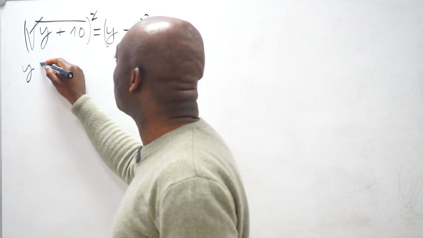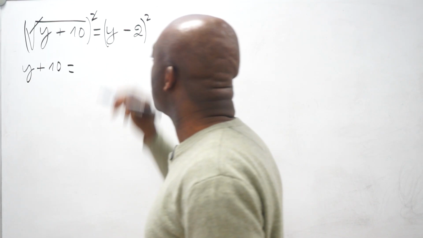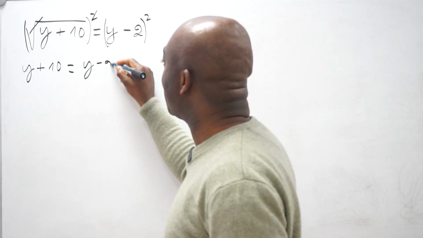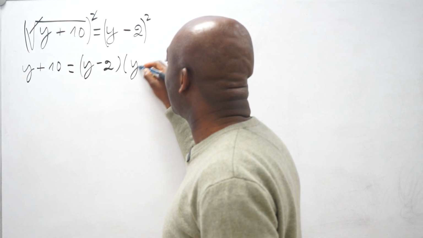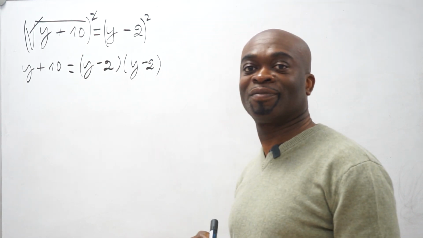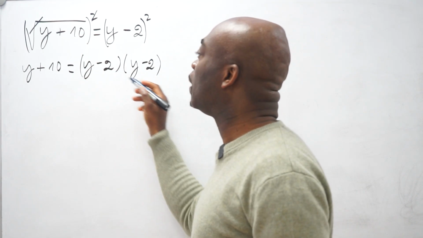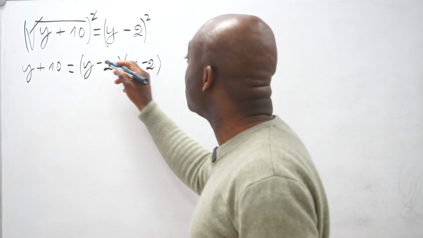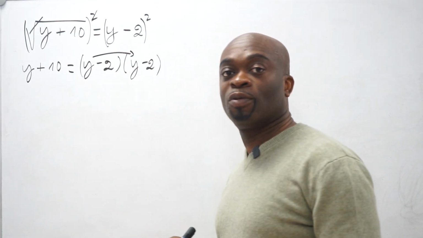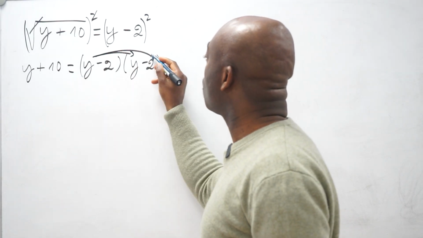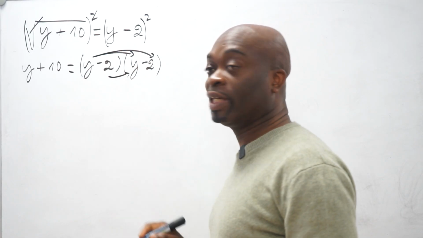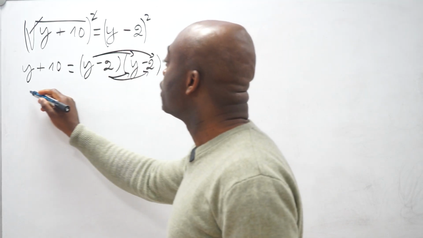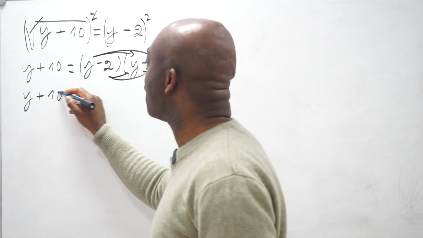So this becomes y plus 10 equals, so what's happening here? Y minus 2 to the second power is the same thing as having y minus 2 times y minus 2. Okay? So now you can apply the FOIL method in order to remove the parentheses. That means you're doing y times y, y times negative 2, negative 2 times y, negative 2 times negative 2.